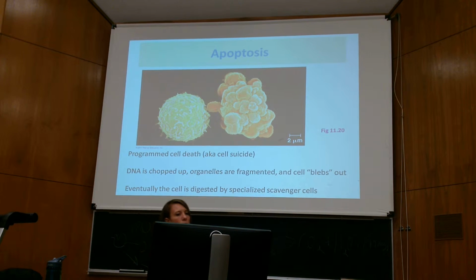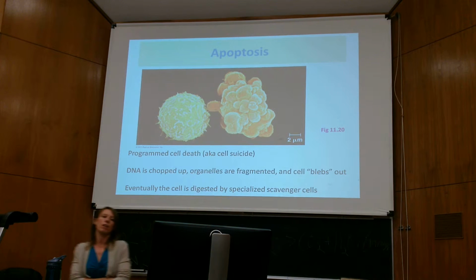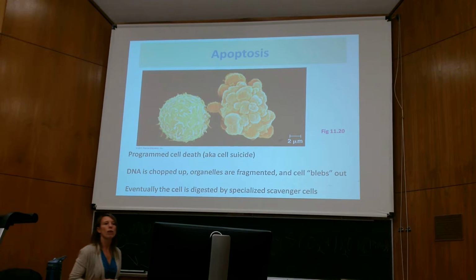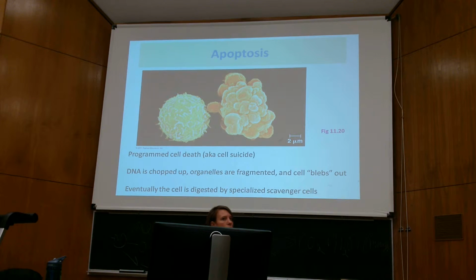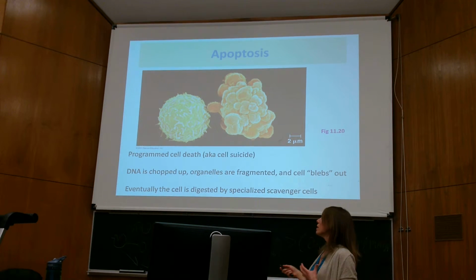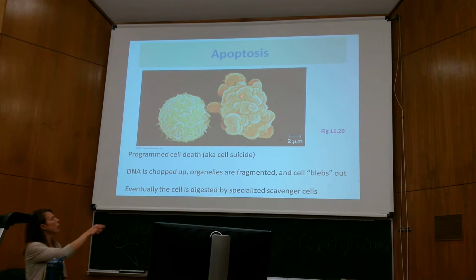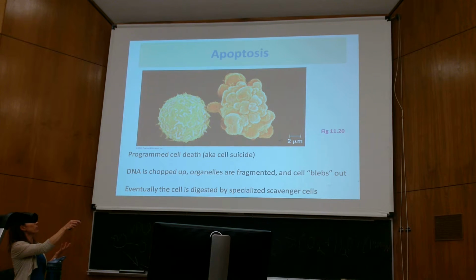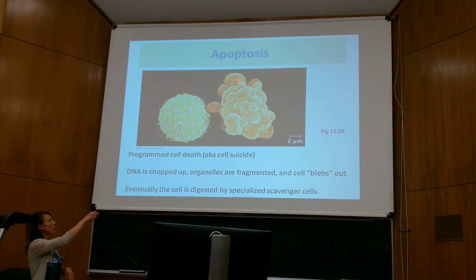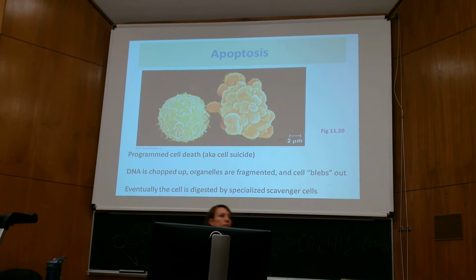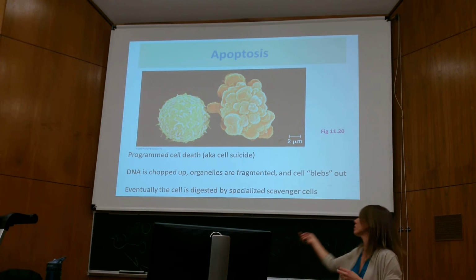Okay, so the last thing we'll look at, real short, is apoptosis, which is programmed cell death. So this is a picture of a healthy white blood cell, and this is one undergoing apoptosis. What happens is, sometimes our cells are programmed to die, and the DNA gets all chopped up, organelles are broken down, and they start to bleb out. These little ball-looking things are called blebs. And then they're digested by special scavenger cells that come in and engulf these different blebs and break it down.